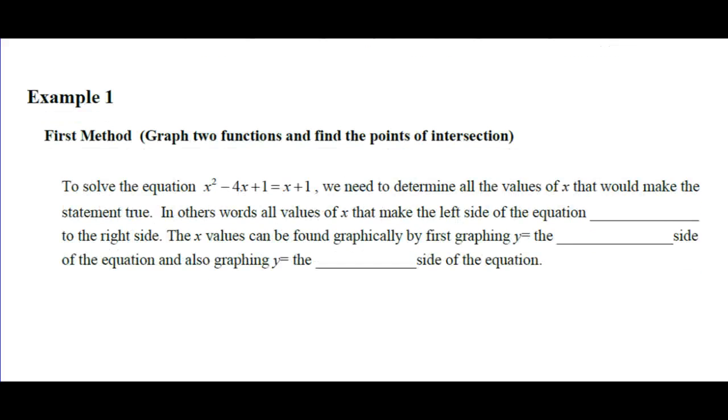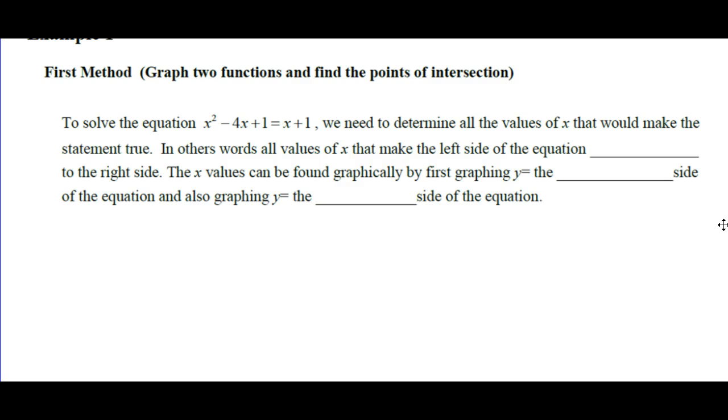Okay, so we had a couple of examples. First method, graph two functions and find the point of intersection, right? That's just like the graph that was on the left side, right? We had two functions, 2x squared plus 5x, we had 12, we were finding the points of intersection, and more importantly, it's the value of x where they intersect.